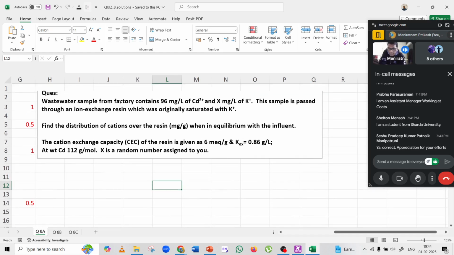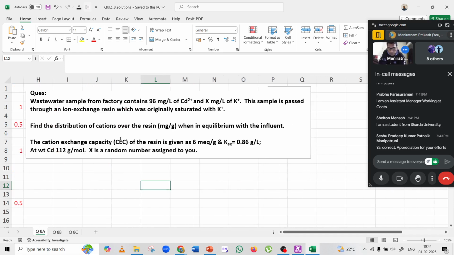A wastewater sample from a factory contains 96 gram per liter of cadmium, and X here is 16. Actually, in our IIT, whenever a professor gives a question, every person has a different numerical value, so there is no cheating. So they give this type of question. So the wastewater contains this much of calcium.